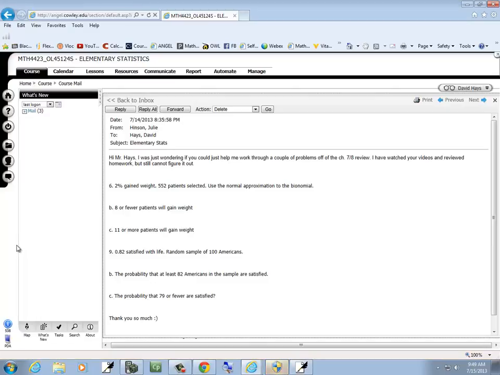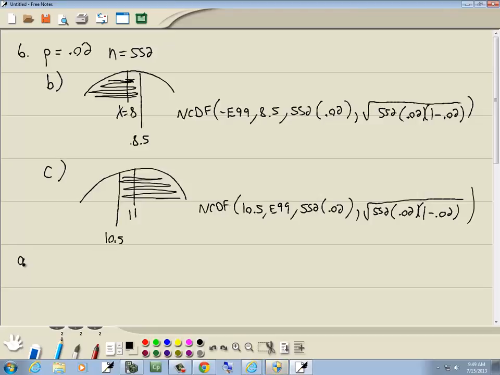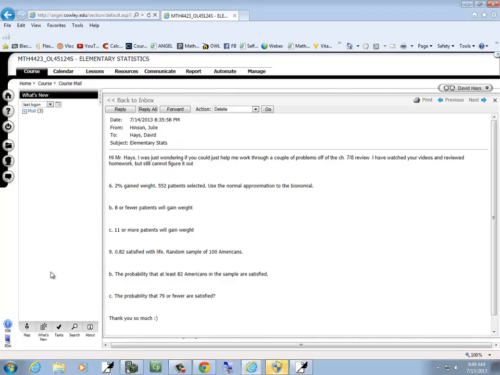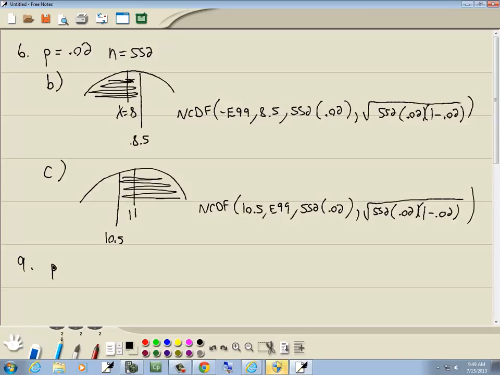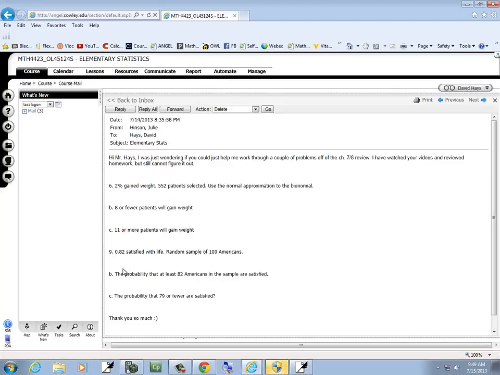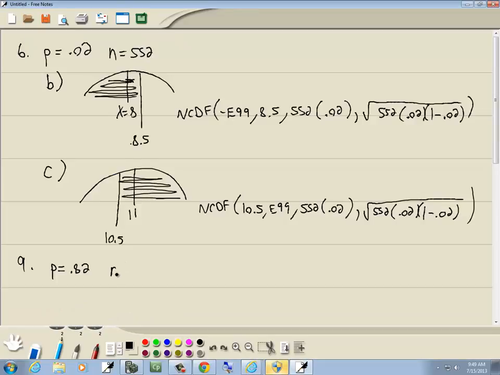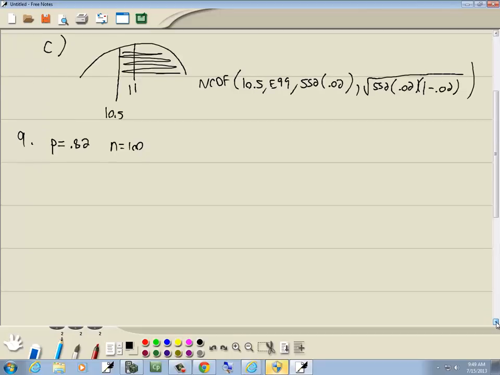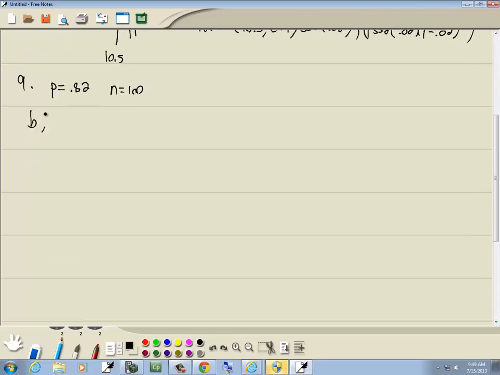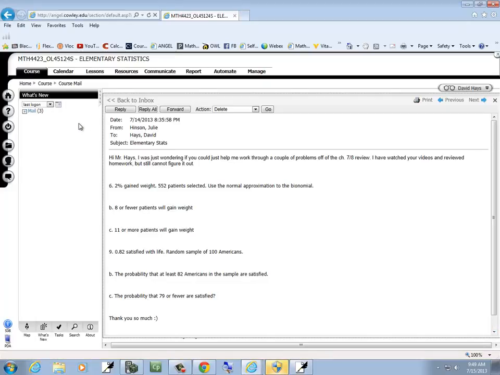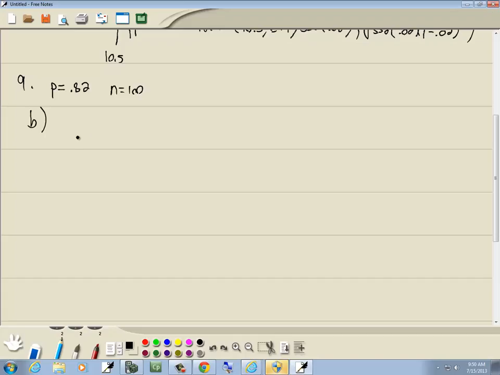And number 9. It says 0.82 satisfied with life. So they're telling you little p is 0.82. Random sample of 100 Americans, so N is equal to 100. And then B. B says probability that at least 82 Americans are satisfied. 82. So at least 82 includes 82, which means I'll subtract 0.5.